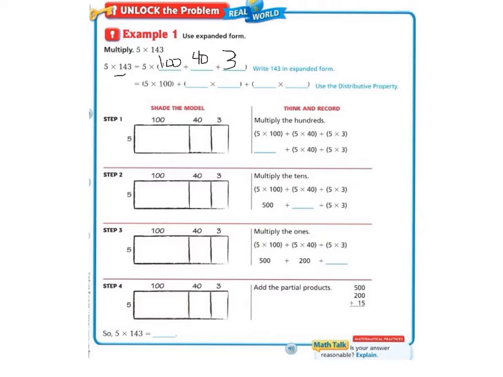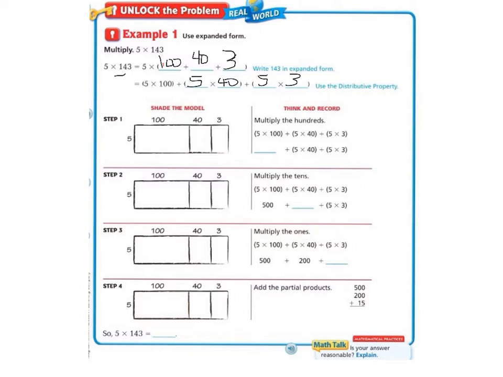Now, we know from our example before that instead of multiplying 5 times 143, what we're going to do is take the 5 and multiply it by each part. So first we're going to multiply 5 by 100. Then we're going to multiply 5 by 40. Then we're going to multiply 5 by 3. And when we add all those together, it's going to be the same as if we multiplied by 143.